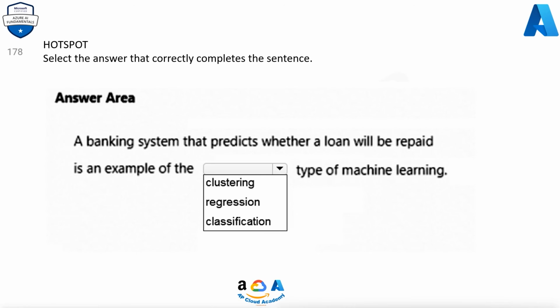178. Select the answer that correctly completes the sentence. A banking system that predicts whether a loan will be repaid is an example of the type of machine learning. Options are clustering, regression, classification. Correct answer is classification.